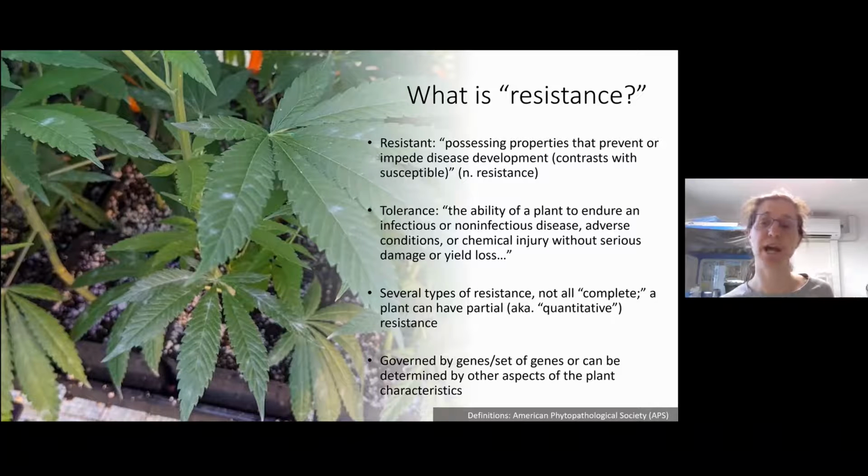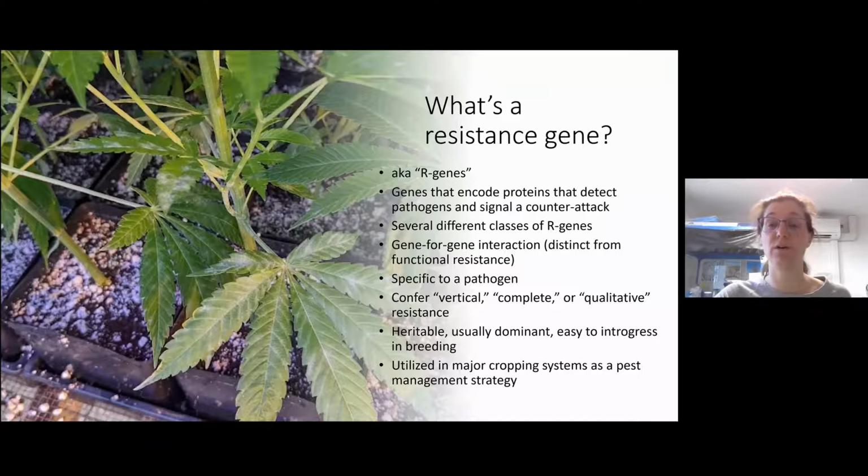There are several different types of resistance, and not all of them are complete. So not all of them are yes, it's getting disease, or no, it's not getting disease. Plants can also have what's called partial or quantitative resistance, where you have varying levels of disease. So a plant may just get a little bit of disease, so it's a little bit resistant, all the way to more resistant or less resistant. Resistance in general is governed by genes or a set of genes, or can also be determined by other aspects of the plant characteristics. But today what we're going to be talking about is resistance governed by genes, especially what are called resistance genes, also known as R genes.